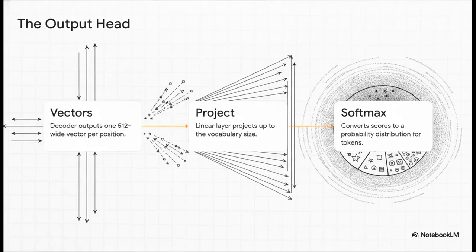To finish the job, the final vectors coming out of the very top of the decoder stack pass through an output head. First, a linear layer projects those 512 wide vectors all the way up to the size of the entire vocabulary, say roughly 37,000 possible words. Then, a softmax function converts those raw mathematical scores into a token probability distribution. The model simply picks from that probability distribution to finally output its chosen word.